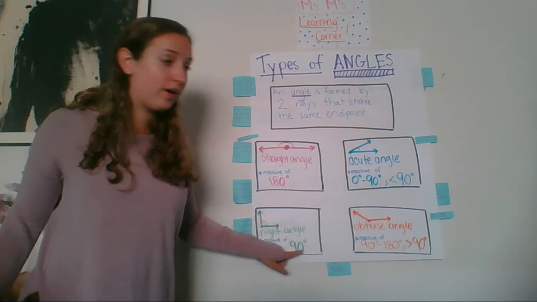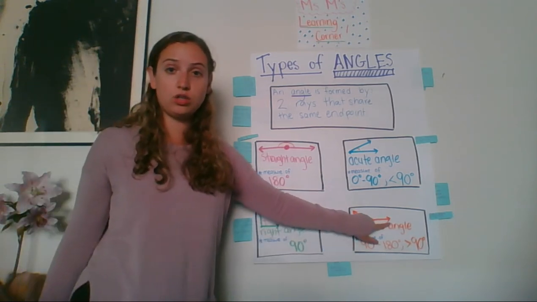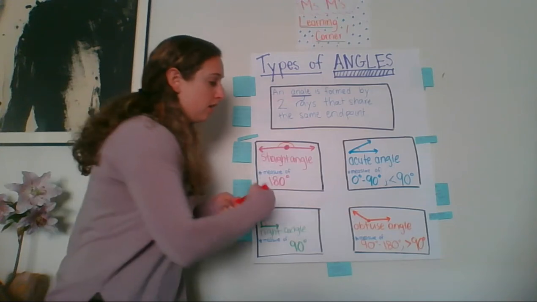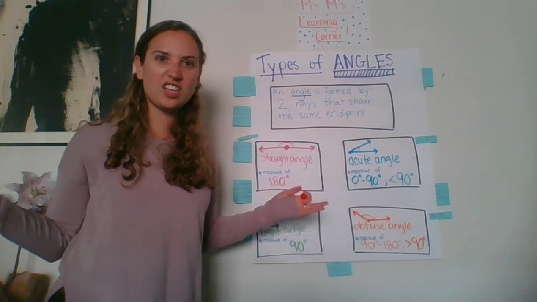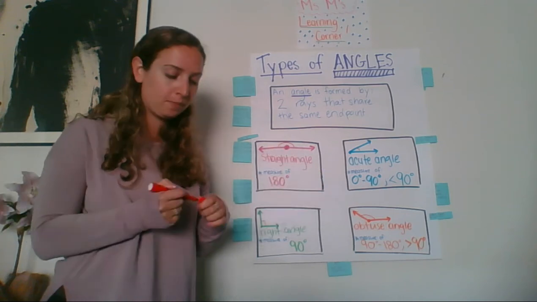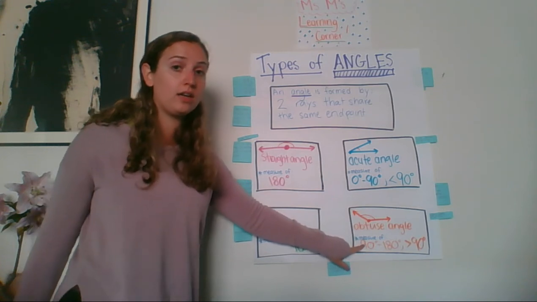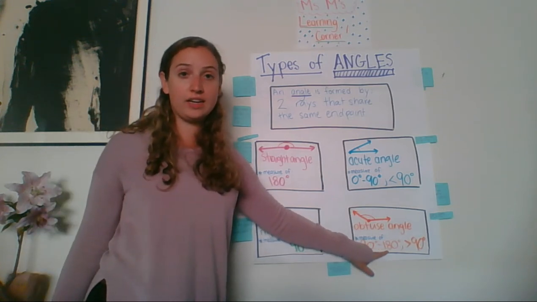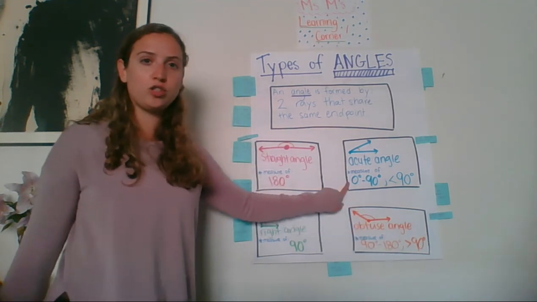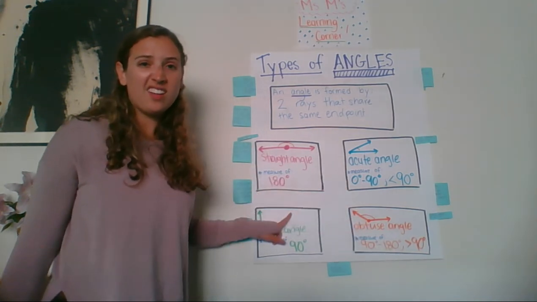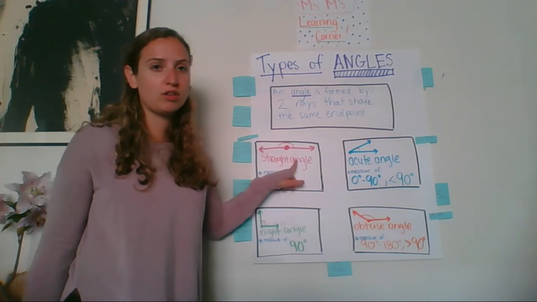And last, we have our obtuse angle. Again, we still have our two rays, 1, 2, that share an endpoint. And this angle here is pretty big, just like the word obtuse sounds pretty big. And we know that an obtuse angle is in between 90 degrees and 180 degrees, or greater than 90 degrees, because it's much bigger than an acute angle. It's a little bigger than a right angle, but it's not nearly as big as a straight angle, that straight line.